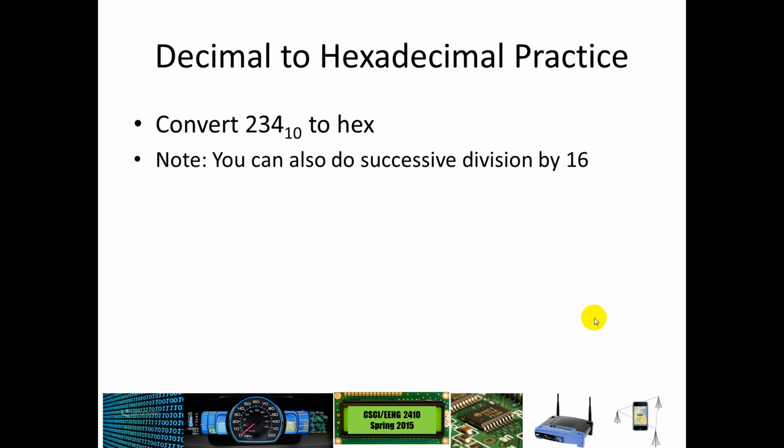Okay, and we're back. Hopefully what you figured out is the answer is EA. If you did not get EA as your answer, you may want to review the previous example and see if you can figure out where you went wrong.